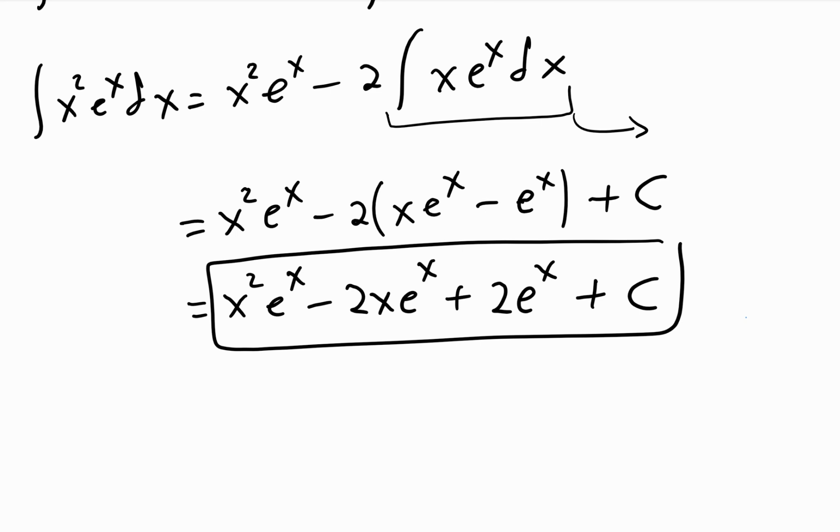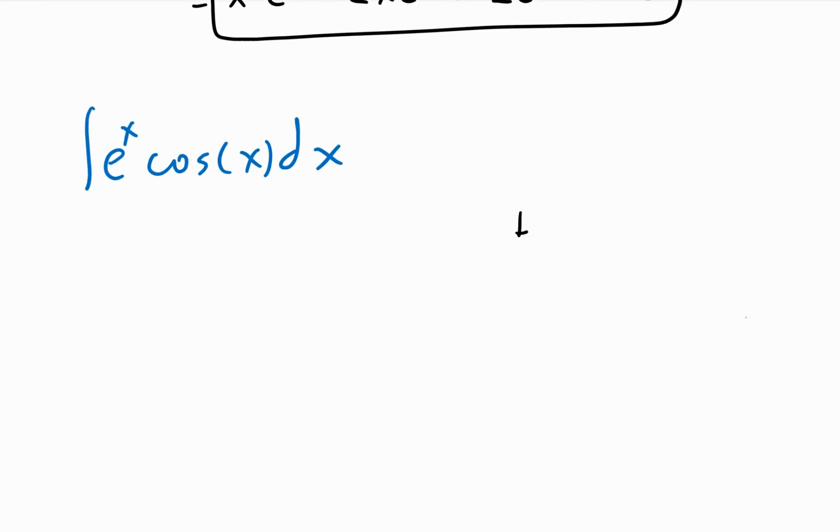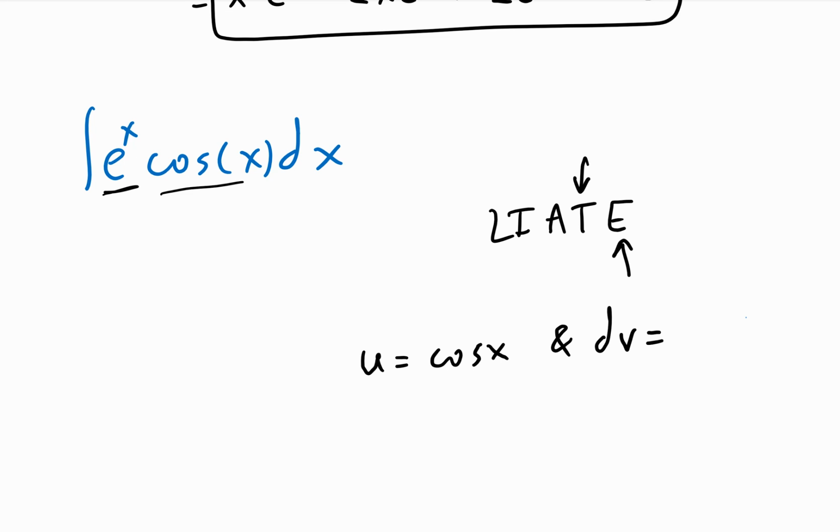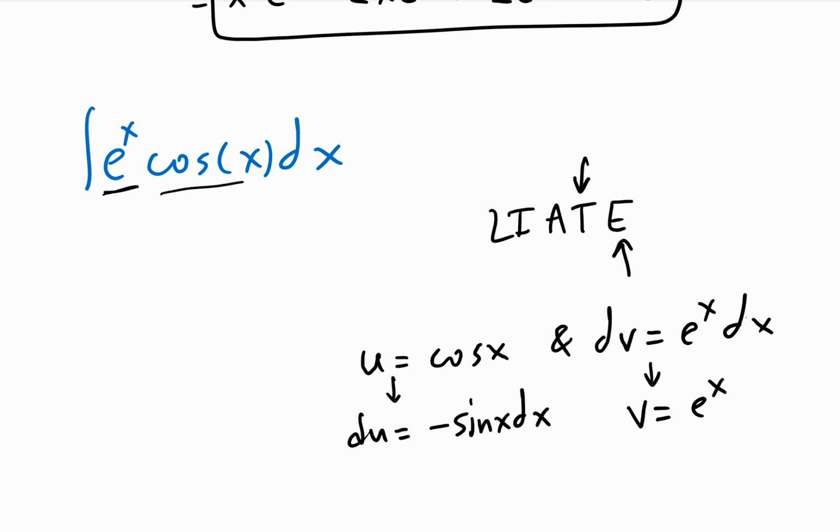We can look at another example. How about e^x cosine x dx? So I can write LIATE. I have exponential, as you can see, this, and trig, this. So trig comes first, so that's going to be my u. u is going to be cosine x, and whatever is left is dv, which is e^x dx. Now, from here, what's du? Negative sine x dx. From here, I'm going to integrate, gives me e^x.